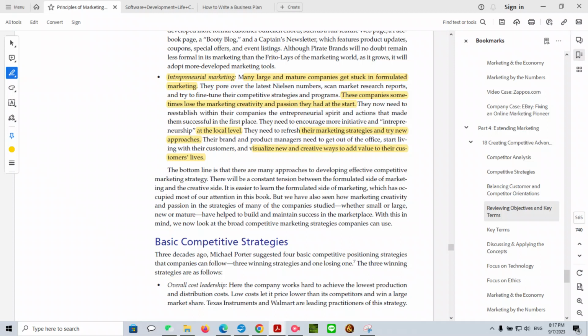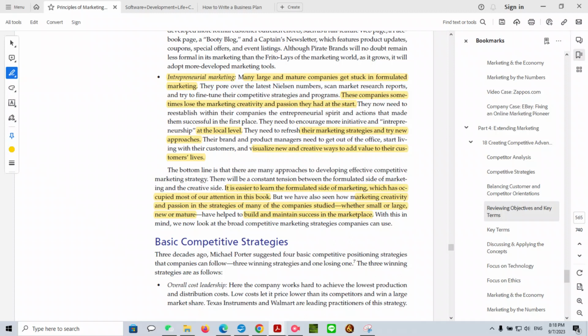Bottom line is there are many approaches to developing an effective marketing strategy. It will be a constant tension between the formulated side of the marketing and the creative side. It is easier to learn the formulated side of marketing, which has occupied most of our attention in this book. We also have seen how marketing creativity with passion, in the strategy of many companies studied, whether small or large, new or mature, has helped to build and maintain success in the marketplace. With this in mind, we look at broader competitive marketing strategies companies can use.